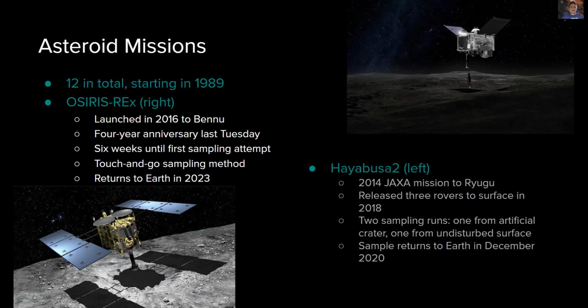So these are the 2 missions that we have so far. There have been 12 in total, but these are the most ambitious that have happened so far. And we're going to get to see what the composition of these asteroids is like, and it's super exciting. So next slide, please.